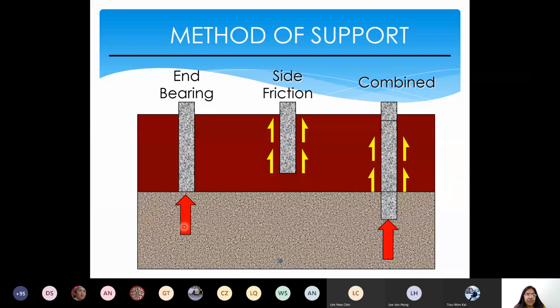Start with end bearing, okay? Second one is friction, third one is combined. These are all based on how it reacts to the load, right? I can also put the type of soil here to match with. I'll explain, and you tell me the answer.